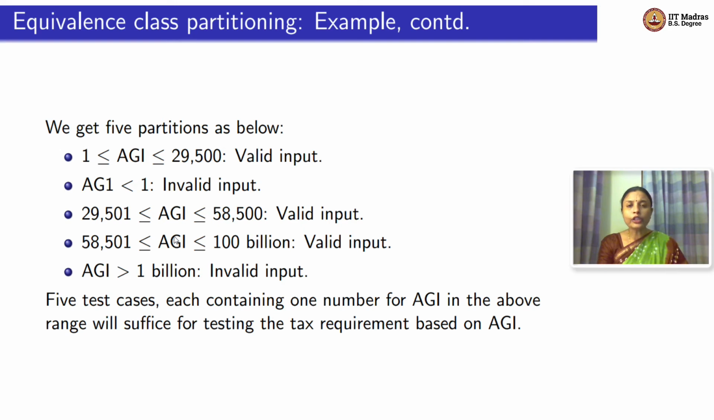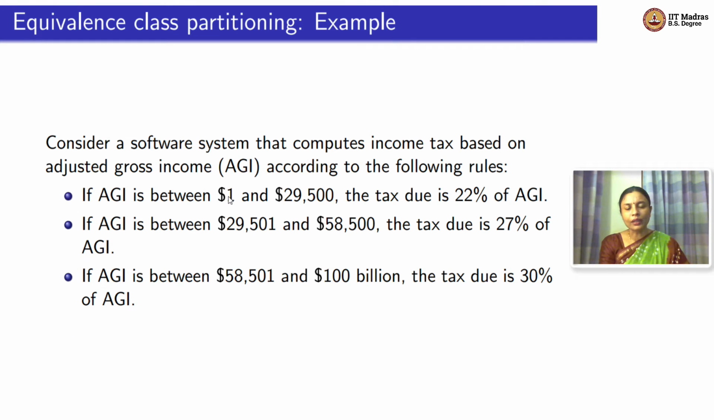So there is one more point to be remembered. If you see here, the first slab varies from 1 to 29,500. Second slab varies from 29,501 to 58,500. So what will happen if somebody earns $29,500.6? Ideally, it should get rounded up to the next slab, but we should test it for this. But what happens if somebody earns more than 100 billion? We should test it for that. What happens if somebody earns less than $1? Not possible, but we should still test the software for that.